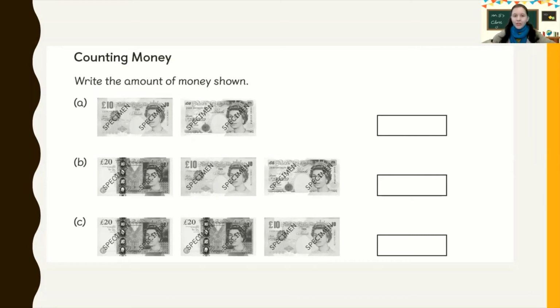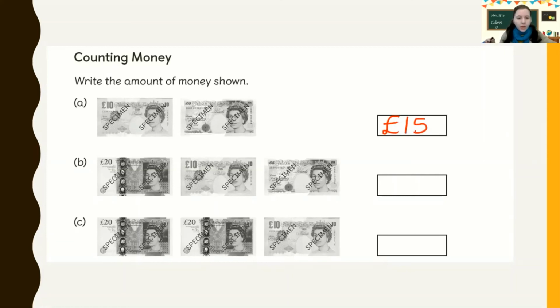Okay, how did you get on? Let's look at them together. Hopefully you've written in your answers. So for A, we've got 10 and 5. 10 add 5, we can definitely do. We know our 5 times tables. 5, 10, add another 5 is 15. That's right. Now, did everyone remember to put the pound sign first? If you didn't, pop it in now.